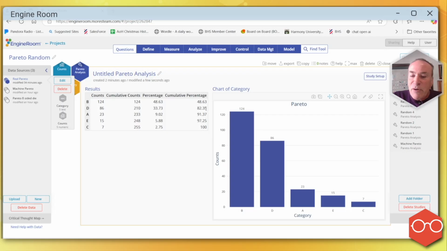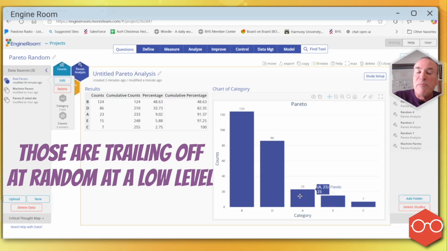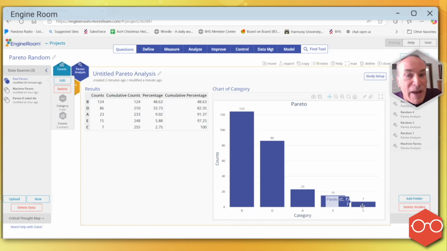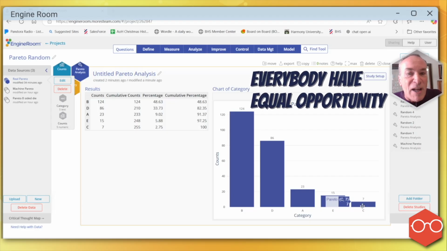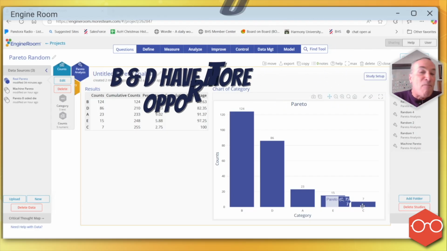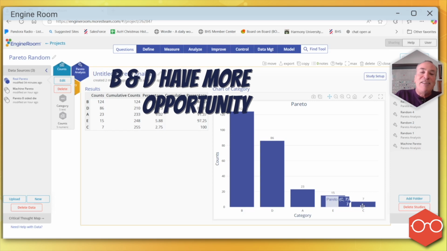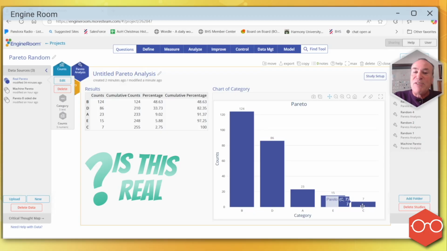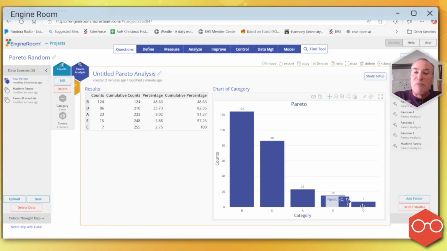All right. Down here with A, E, and C, we can clearly see that those are trailing off. Those are probably at random at a low level, but B and D are by far the highest. Now, the other thing to think about, does everybody have equal opportunity or does B and D have more opportunity? These are things you must think about to say, is this real? And I saw somebody solve a problem one time because the relationships did not prove out on a Pareto chart the way they should have.